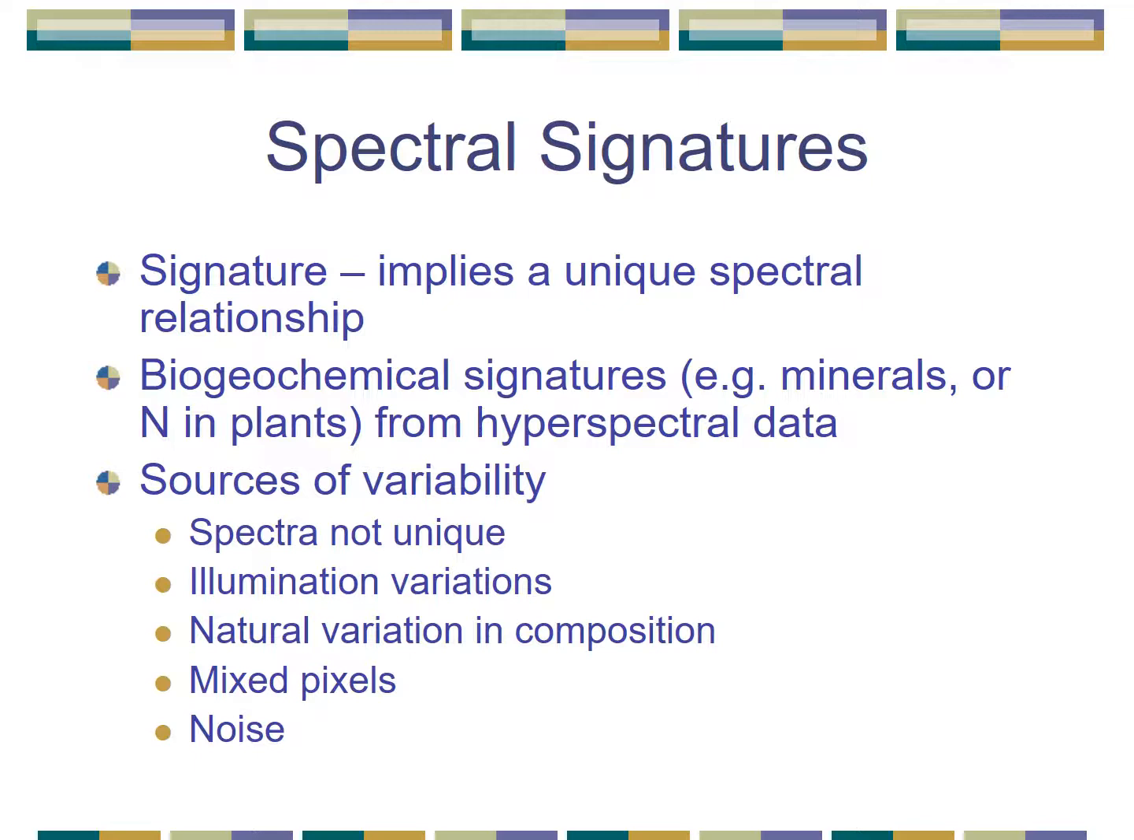And there's lots of reasons, but the main reason is the variability within those signatures and what causes that variability. Well, for one, the spectra are not unique. There are other things that have the same sort of signature. There are changes in illumination. There's just natural variation in the composition. For example, if you're looking at how a particular leaf might respond, different kinds of plants, different kinds of leaves, or it might be different leaves within the same kind of plant, or it may vary from plant to plant.